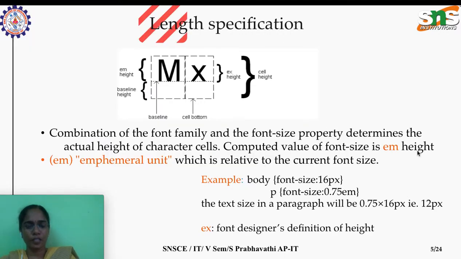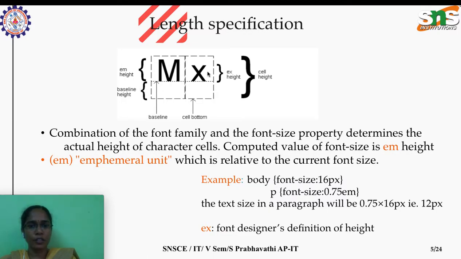So here comes the relative unit EM. Before that, take a look at this diagram of length specifications. If we want to display a glyph, a single character, it is displayed in a rectangular box. In the rectangular box it is not displayed at the bottom. There is something called a baseline. From the baseline it starts displaying, and from the baseline to the bottom of the rectangular box there is a space, is it not? There is a space between these two lines. This is how the character gets rendered.